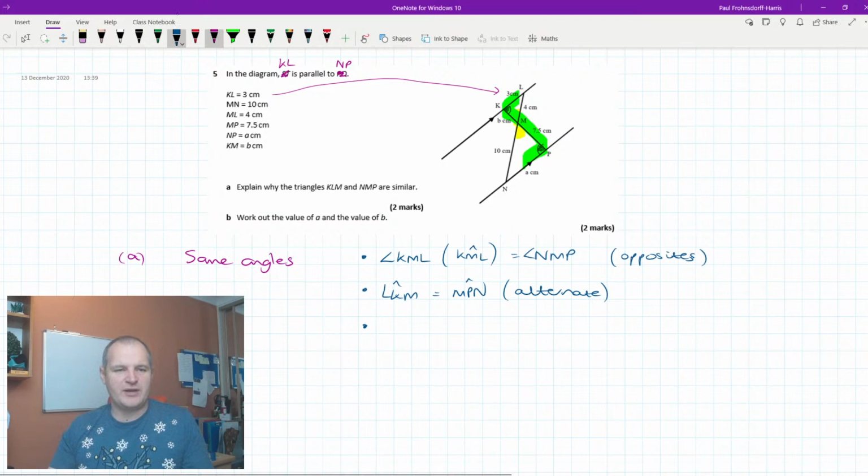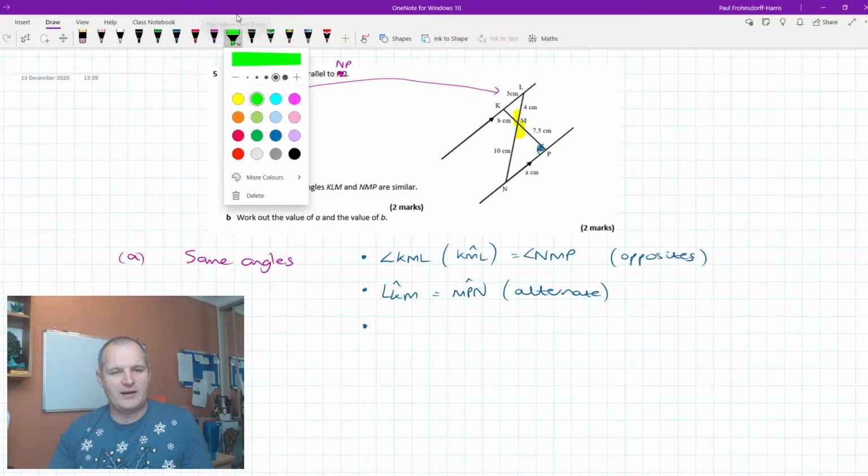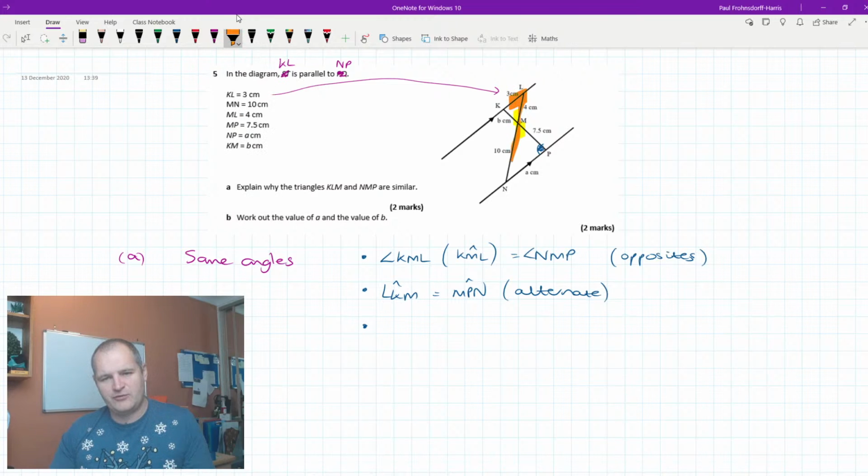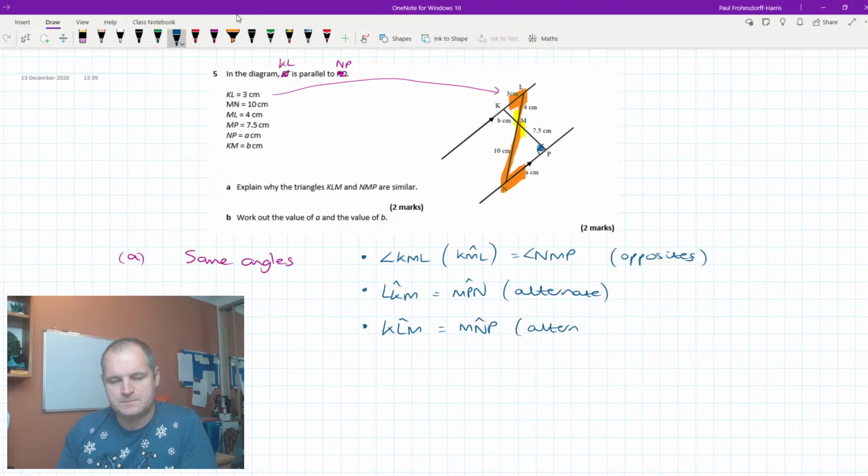Finally, I want to get rid of the green highlighter so that I can then use a different highlighter to show you the other angles. And I've got this one, and this one. And that shows that those two are the same because it's another Z. This time the Z is the right way around. We can then say that KLM is equal to MNP because they're also alternate.